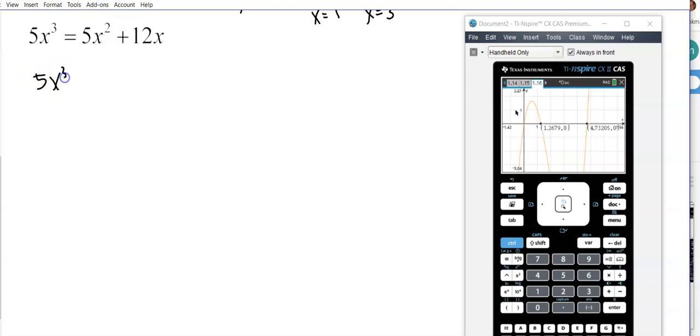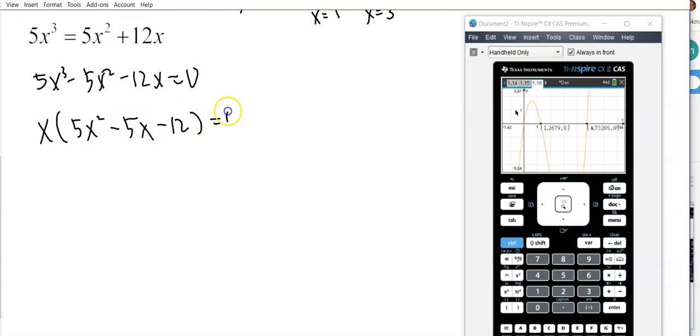So 5x cubed minus 5x squared minus 12x equals 0. You want to take out the x. There is no other GCF, it's just x. 5x squared minus 5x minus 12. So this solution is x equals 0. That comes from this factor of x. Factors of negative 60 to add to negative 5, let's see, 10 and 6, 5 and 12. I don't think it's going to factor.